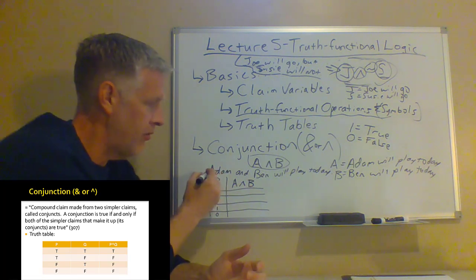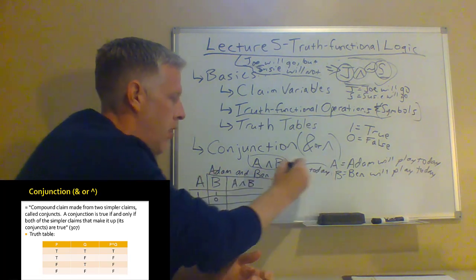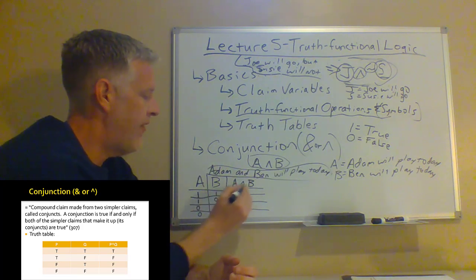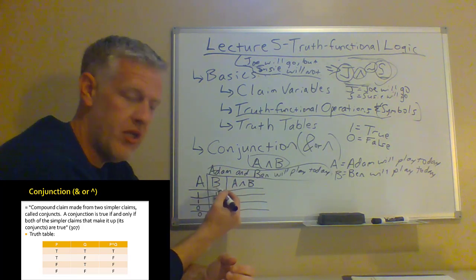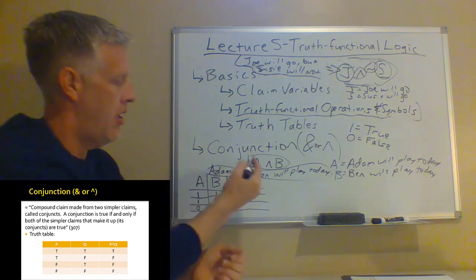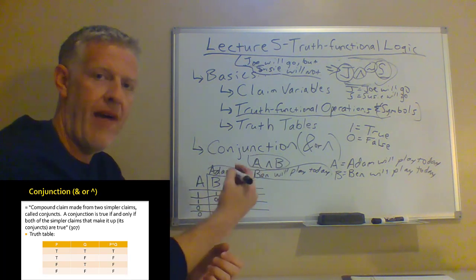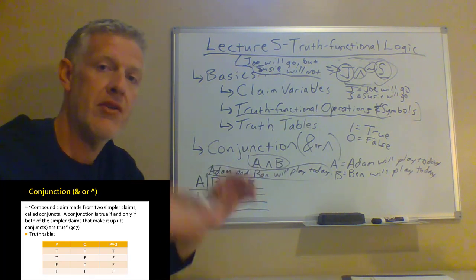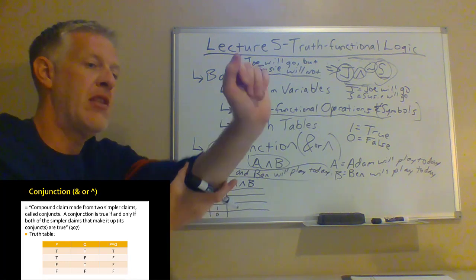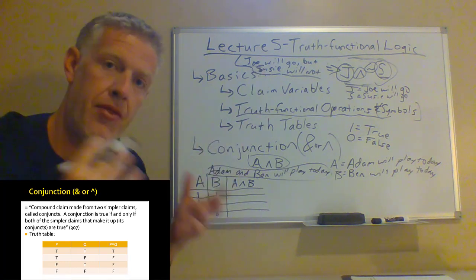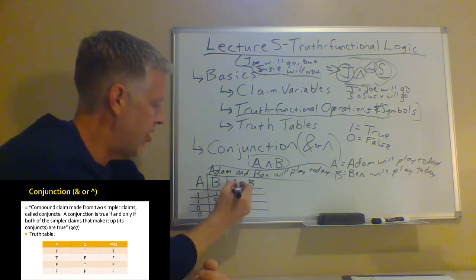Because they're suggesting they'll both play. Okay. So they both have to be true. Both conjuncts, both sides, A and B, of the conjunction have to be true in order for it to be true. Otherwise, it's false. So it's hard to make a conjunction true, you might think in the back of your mind, right? They both have to be the case.